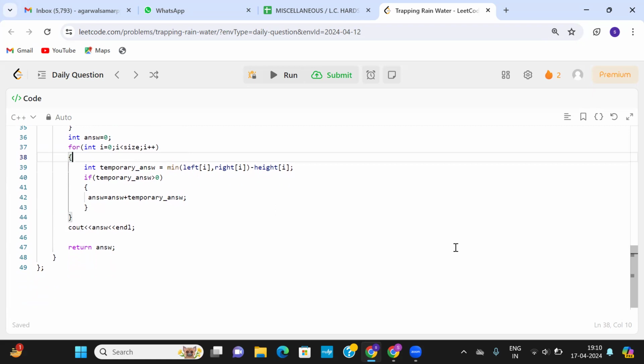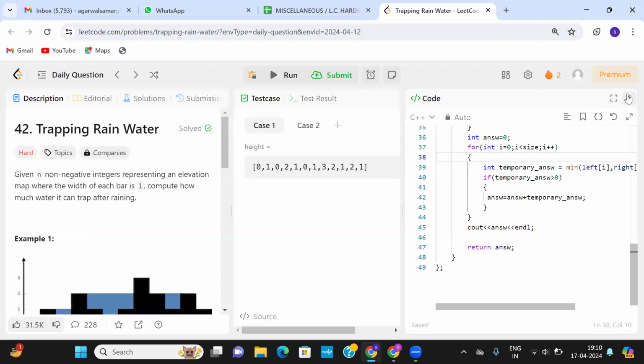If you have listened to the entire video, you all would have understood. We are doing nothing. We are just computing, for whichsoever bar we are looking at, the maximum height towards its left and the maximum height towards its right, which are stored in this left i and right i. Taking the minimum of these two and subtracting the height of the current bar. This is the thing which we are doing. I hope the question is clear to you all.